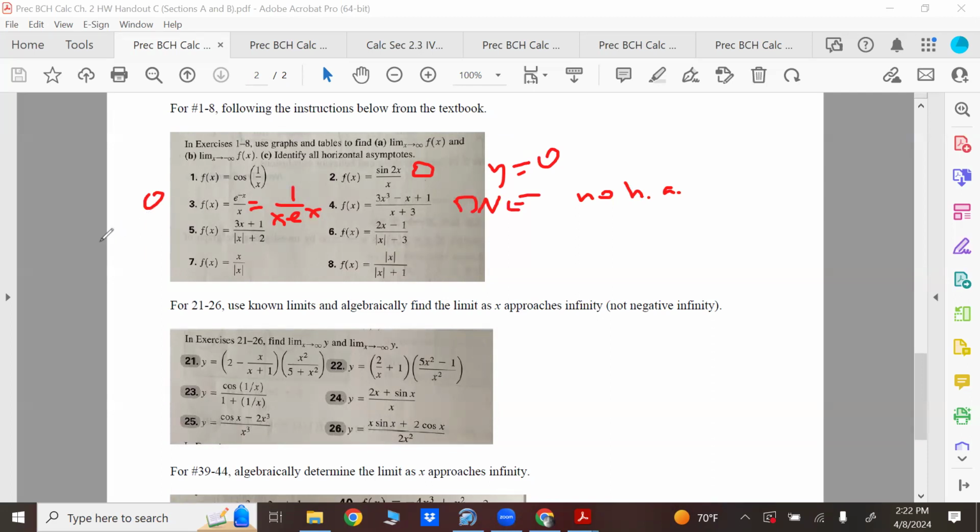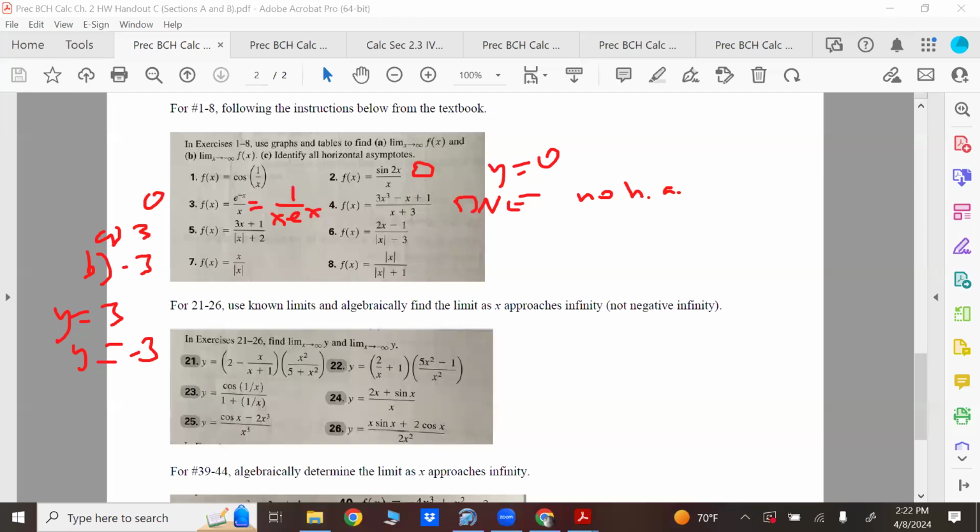For 5, part A is going to be 3, and part B is going to be -3, because the bottom is positive, but the top could be positive or negative. For the most part, the degrees are the same. And you have two horizontal asymptotes, by the way. That's possible.